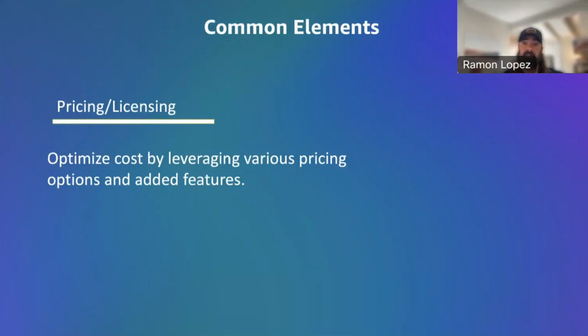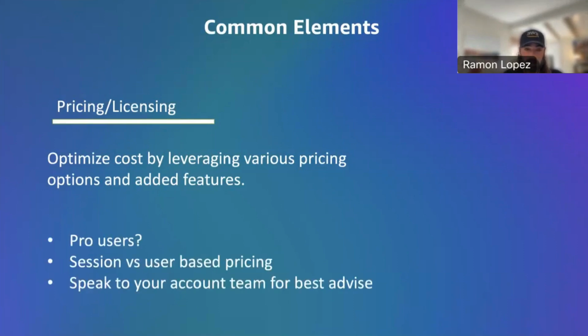Lastly, in terms of these common elements that we find everyone needs to think through, we have pricing and licensing with QuickSight. And at the end of the day, it's simple. You just want to optimize your cost, leveraging the different pricing options and features that we have available. So what does this mean in practice? Pro users versus regular users: understanding the benefits and the value that those pro users provide. Things like being able to manage Q&A, things like stories, executive summaries, and scenarios that I just showed are really high value add for these pro users, including access to key business.